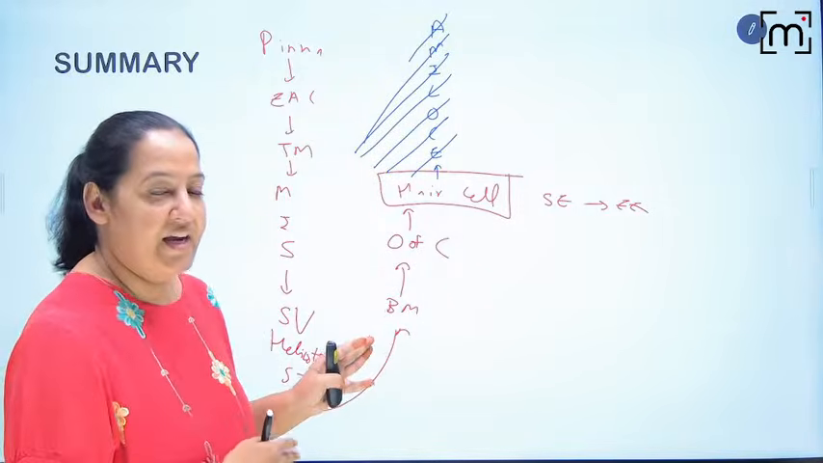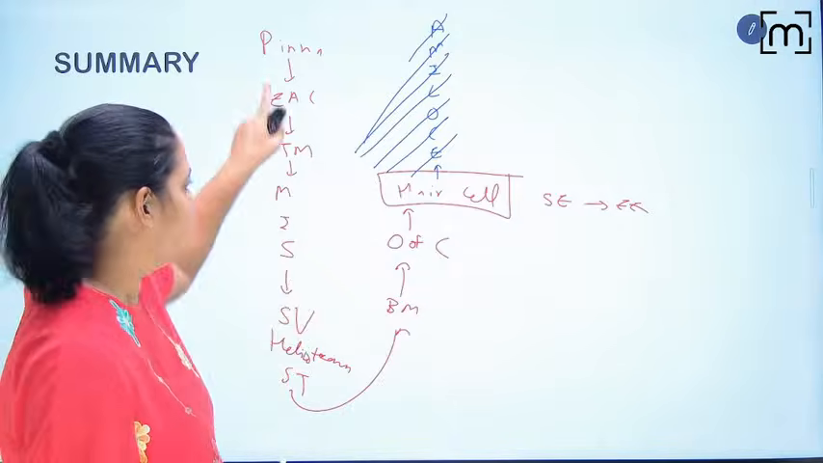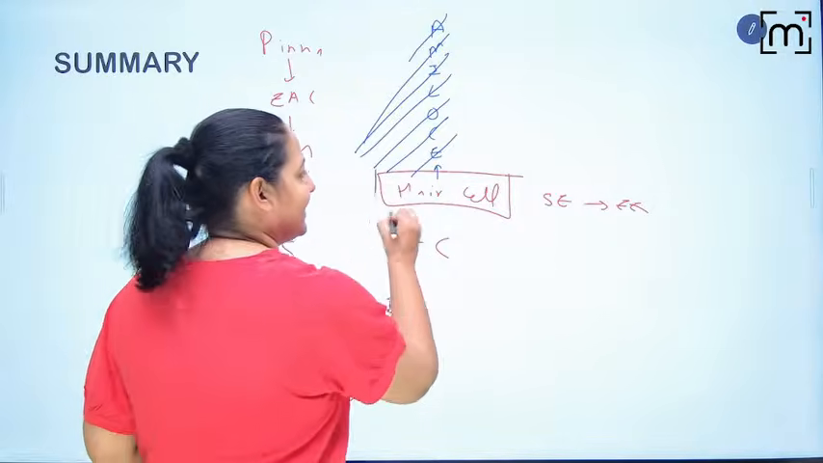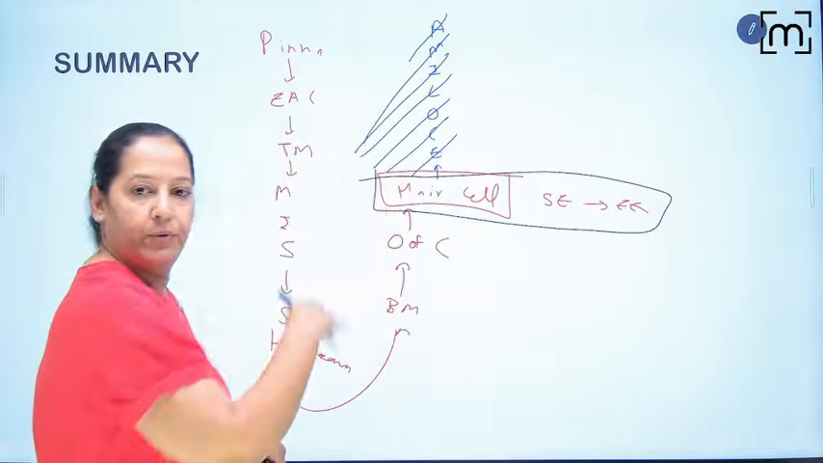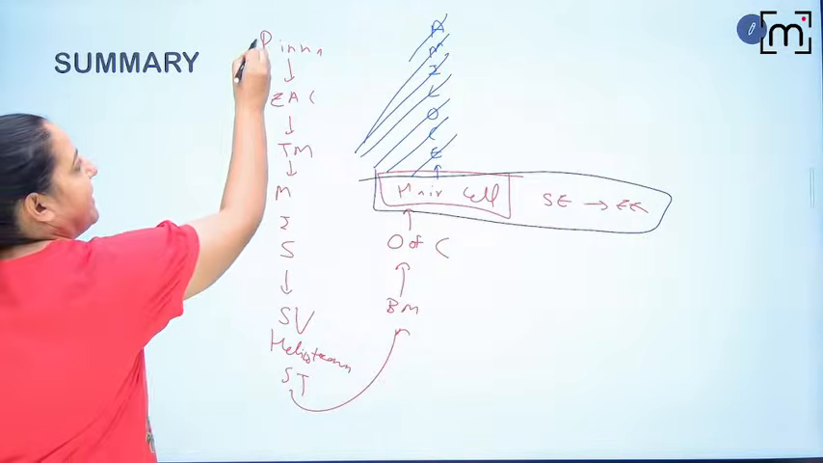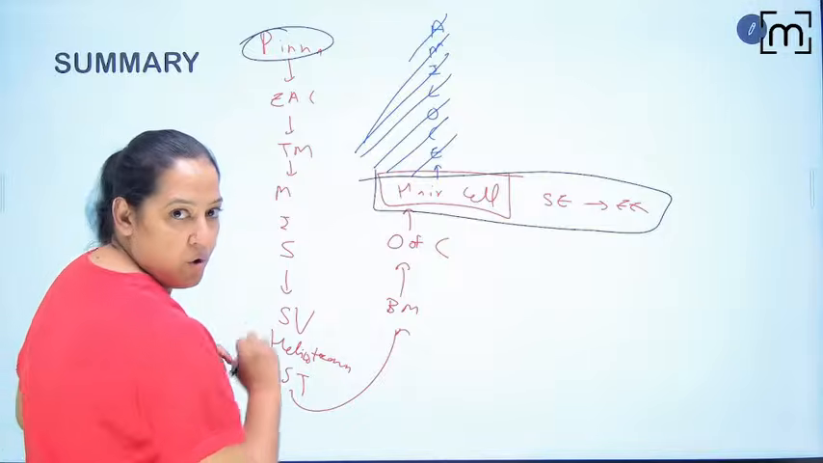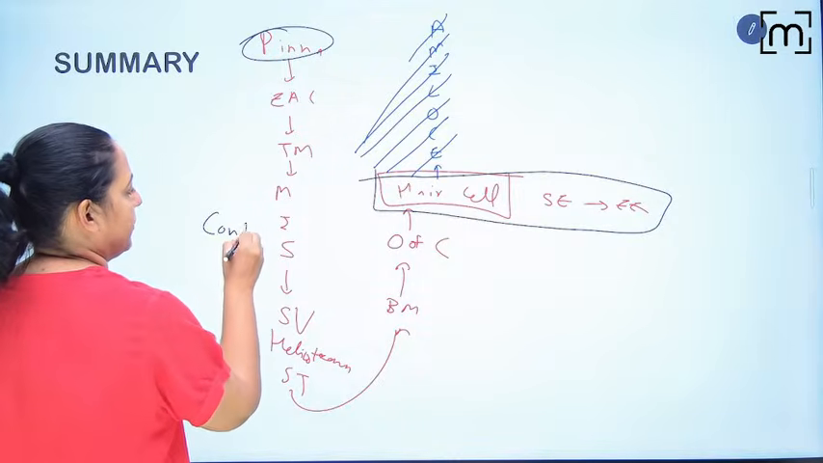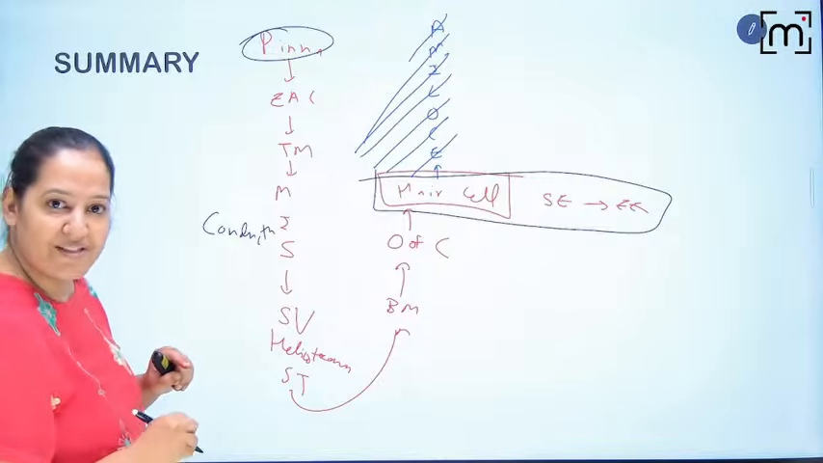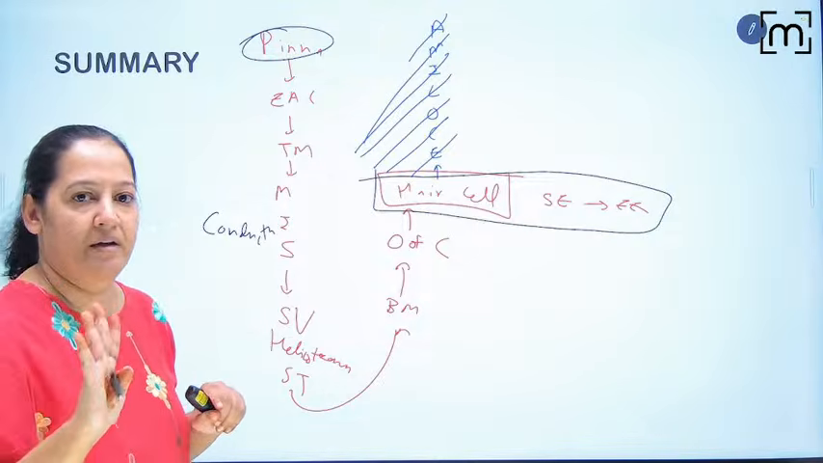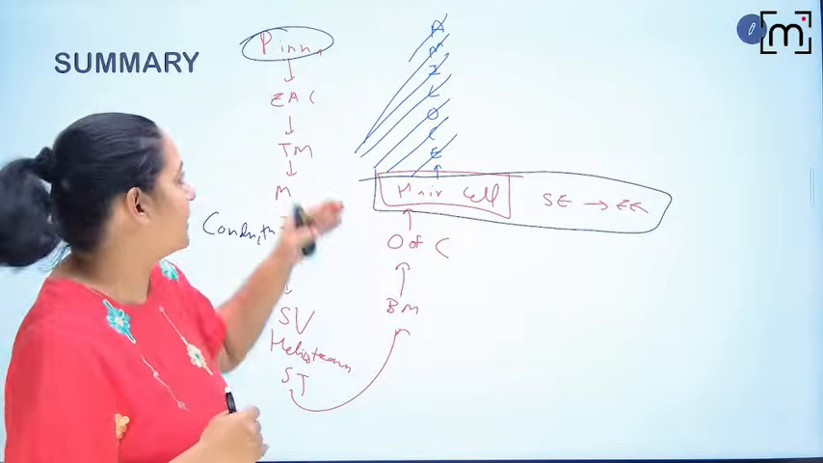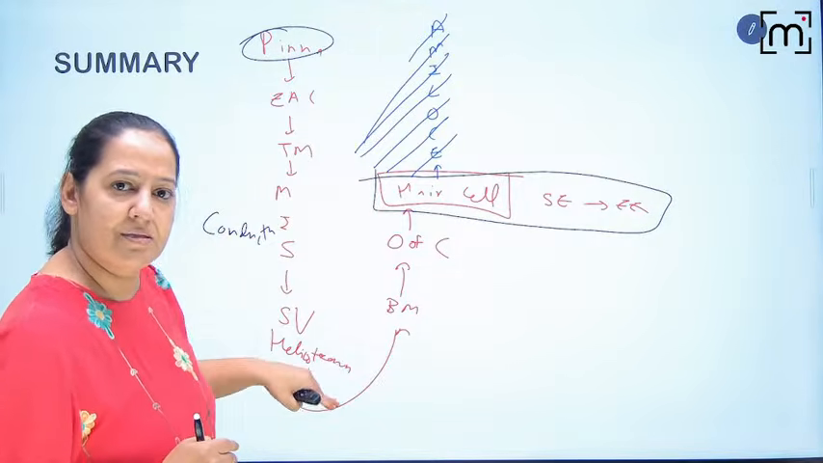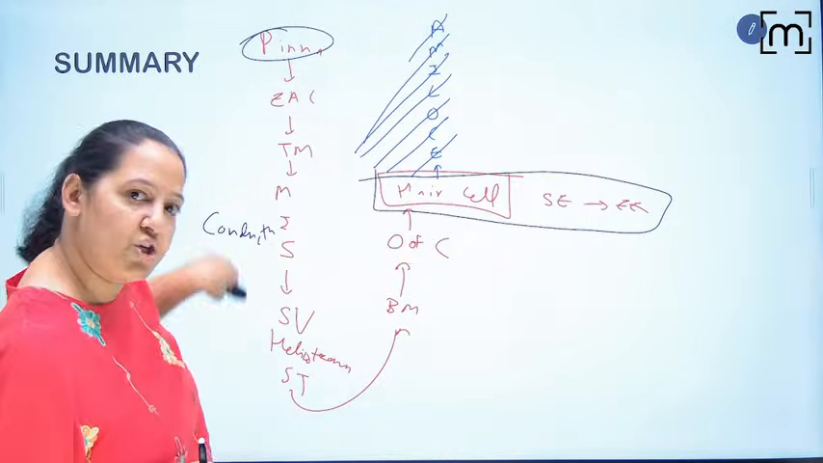I'm dividing it into 3 portions, in front of you. One portion is in red, one is in black, and one is in blue. The red portion, from the pinna till the organ of Corti, is known as the conductive pathway, conduction of sound. Conduction means simply transmitting onward. This is transmitting to this, and this to this. So this is conduction of sound.